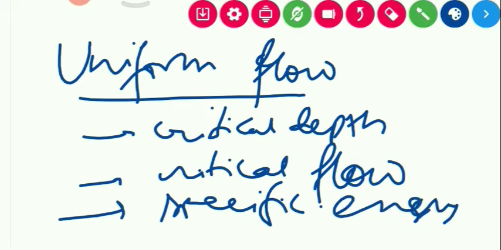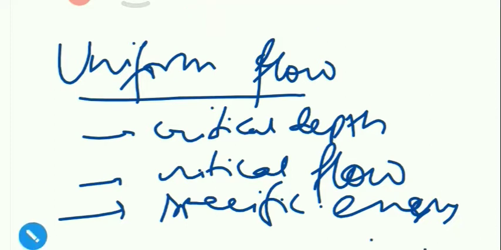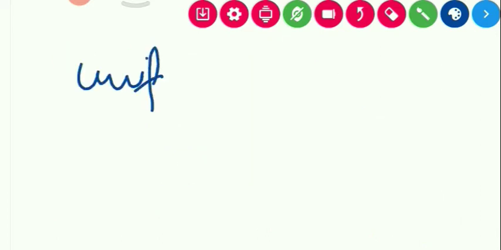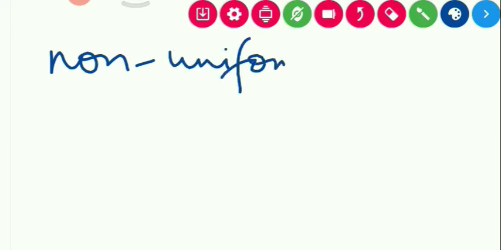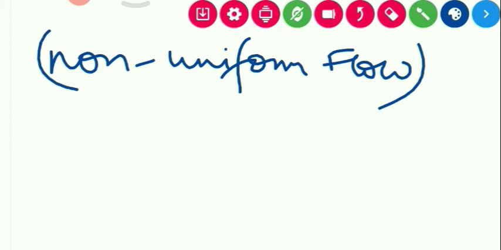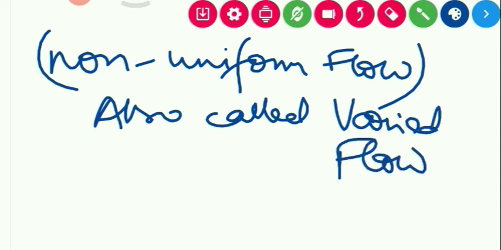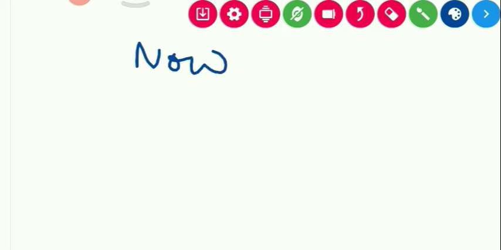These conditions were derived when we assumed that the flow was uniform, meaning the depth and the flow properties and various parameters of the flow do not change with the length of the channel. Okay, but here in case of non-uniform flow, it is also called varied flow. Okay, meaning how the flow can vary, actually gradually or maybe rapidly.